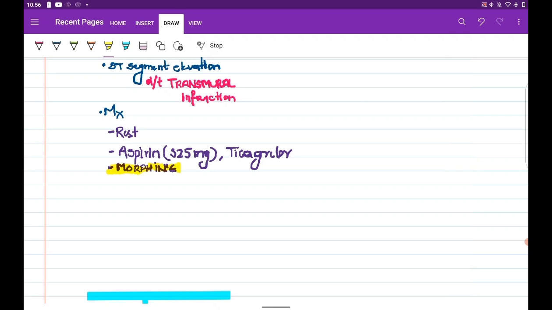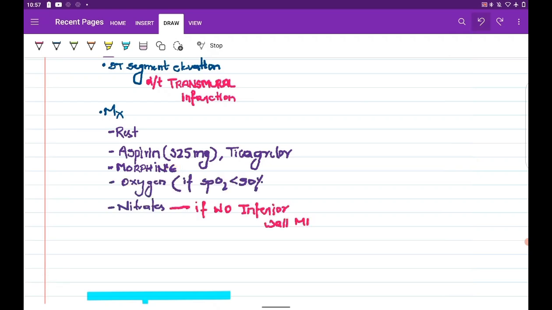In cases of refractory angina in unstable angina or in STEMI, we have to take the patient to the cath lab immediately. So morphine was not used in unstable angina, but here we use morphine to decrease the pain. Now if SpO2 is less than 90%, we can give oxygen. We give nitrates if there is no inferior wall MI, because in inferior wall MI the patient can be in shock. That's why we do not give nitrates, which are vasodilators and will further reduce the BP. So nitrates will not be given in inferior wall MI.